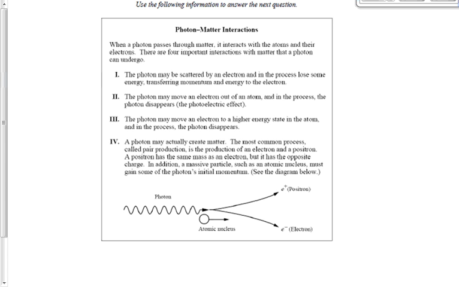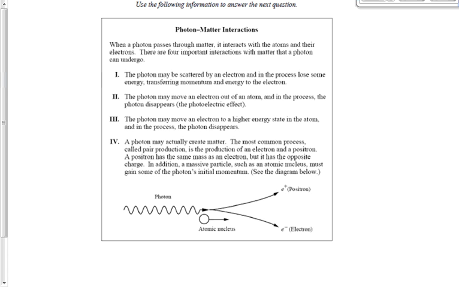It says when a photon passes through matter, so when light passes through matter, it interacts with the atoms and their electrons. There are 4 important interactions with matter that this photon can undergo. Interaction number 1: the photon may be scattered by the electron in the process and lose some energy, transferring momentum and energy to the electron. So you can picture this little particle of light going in, being scattered or deflected by the electron and losing some energy and momentum in the process. In other words, the electron takes away some of the energy and the momentum.